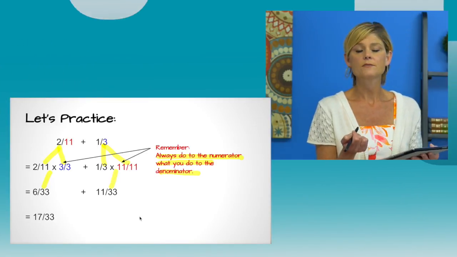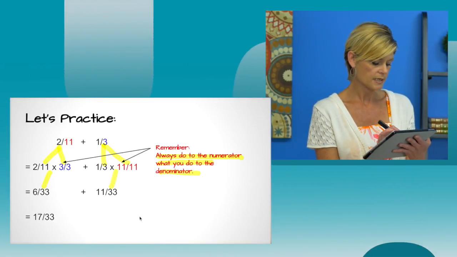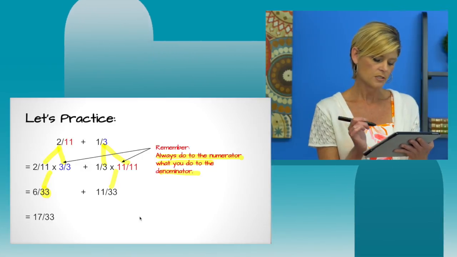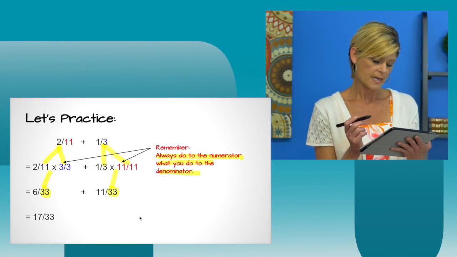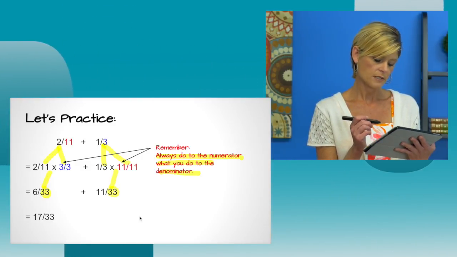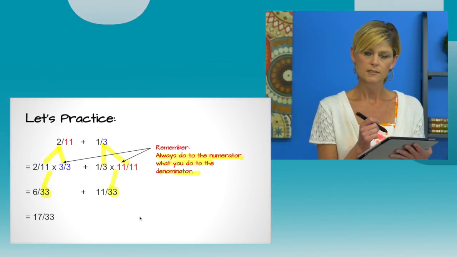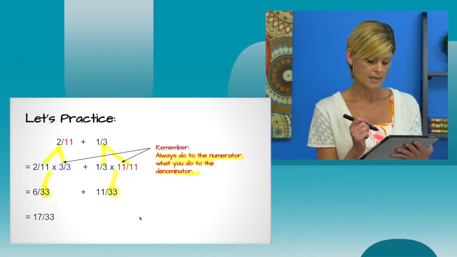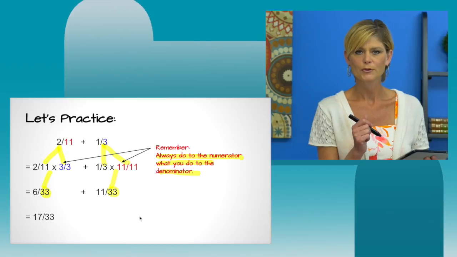And now I'm just adding fractions. I'm in a good position because I've given myself the common denominator of 33, and I have 6 over 33 plus 11 over 33. 6 plus 11 is 17, and my answer is 17 over 33.